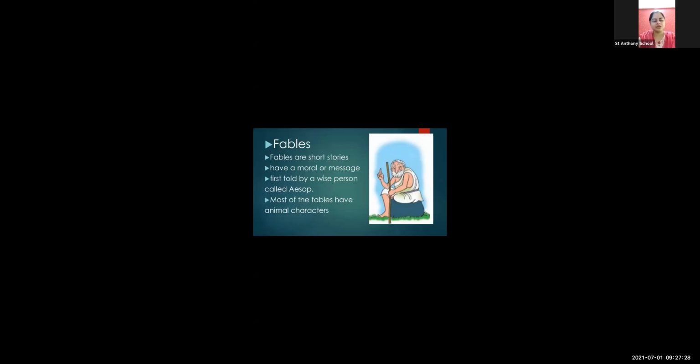Okay, now Aesop is also called Aesop, both pronunciations are there. Fables have a moral message. He wrote the stories such that each and every fable has a moral message at the end, a one line moral message about what benefit we get and what we learn from the story. Okay, it was first told by the wise person called Aesop. Now most of the fables have animal characters. Now what is the main feature of these fables?